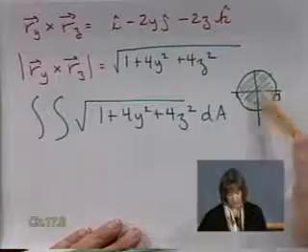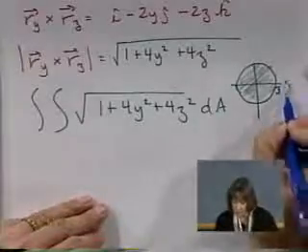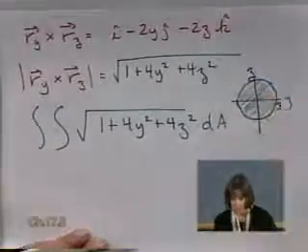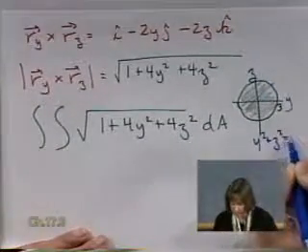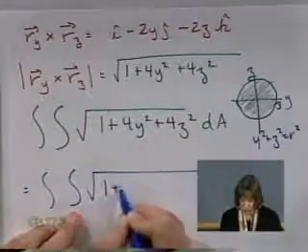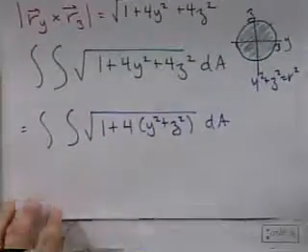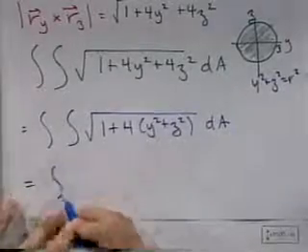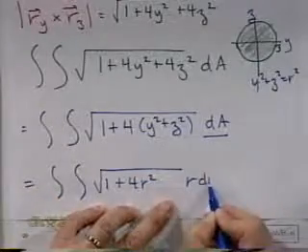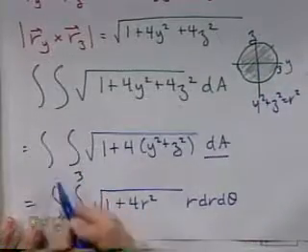Well, if I'm integrating over a circle, I'm going to be using polars big time. Notice this is in terms of y and z. So we would let y be r cosine theta, z be r sine theta, but y squared plus z squared is r squared. So this is equal to the double integral of the square root of 1 plus 4 times (y squared plus z squared) dA, which becomes the square root of 1 plus 4r squared, and for dA we'll put in r dr d theta. What's r ranging from? 0 to 3, and theta 0 to 2 pi.